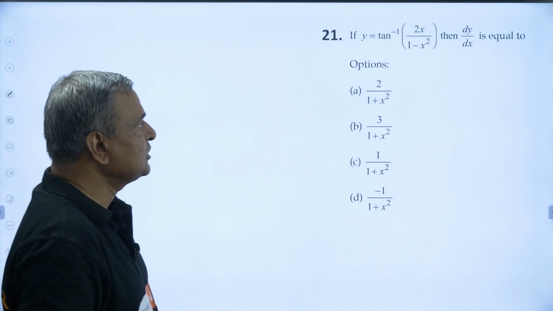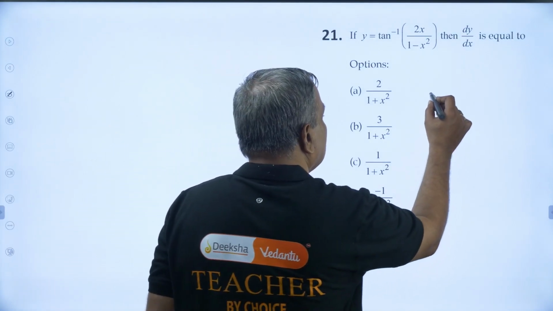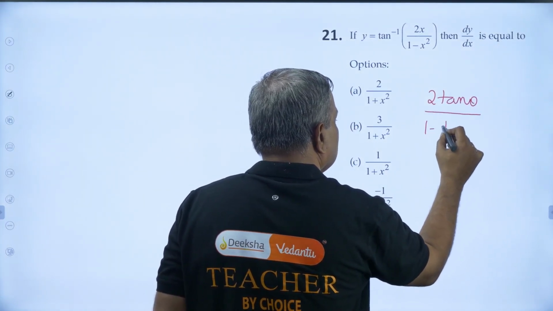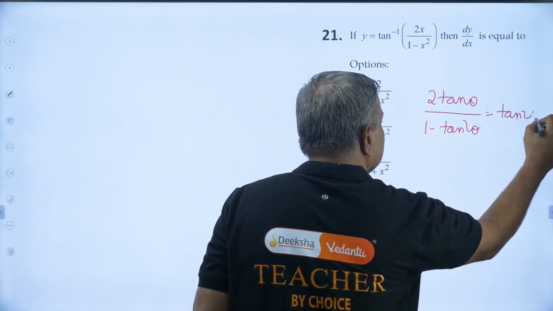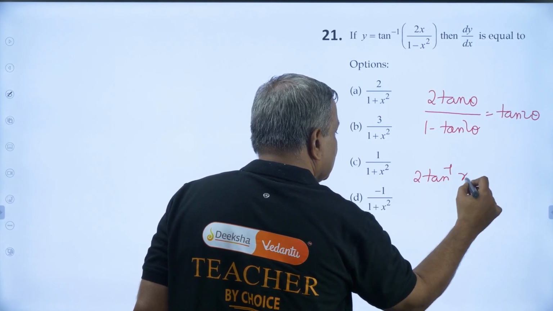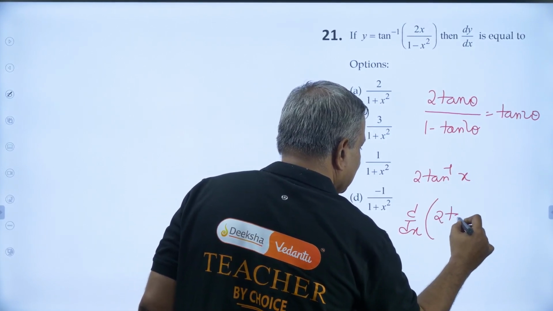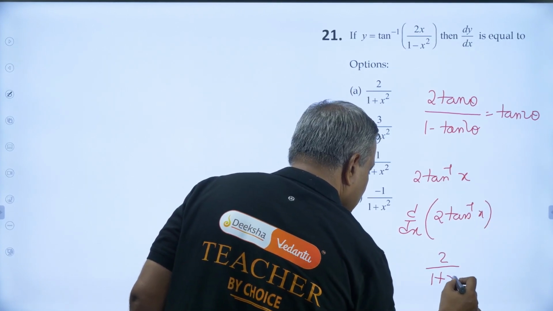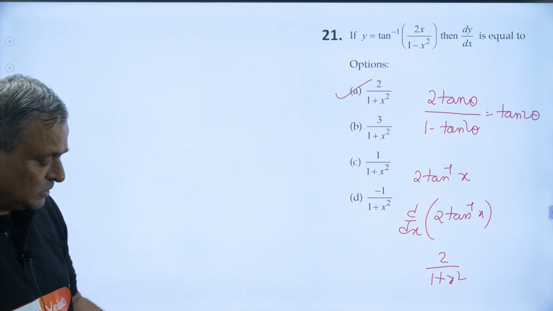Question 21, tan inverse of 2x upon 1 minus x square, x equal to tan theta. 2 tan theta upon 1 minus tan square theta is equal to tan 2 theta. So effectively you get 2 tan inverse x. Direct formula. The derivative of this will be d by dx of 2 tan inverse x, you know, 2 by 1 plus x square. Why I am writing is just as practice to recall your formula.